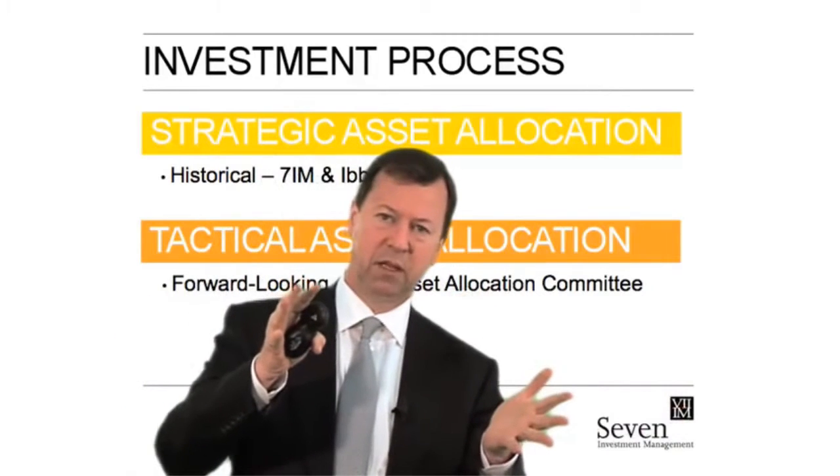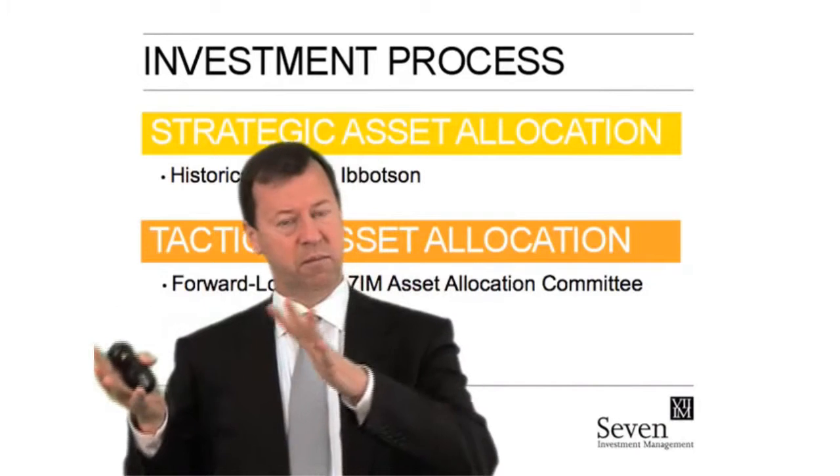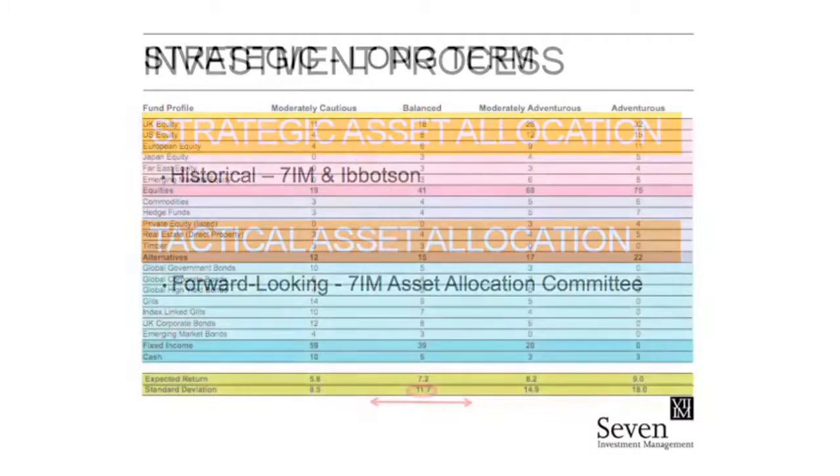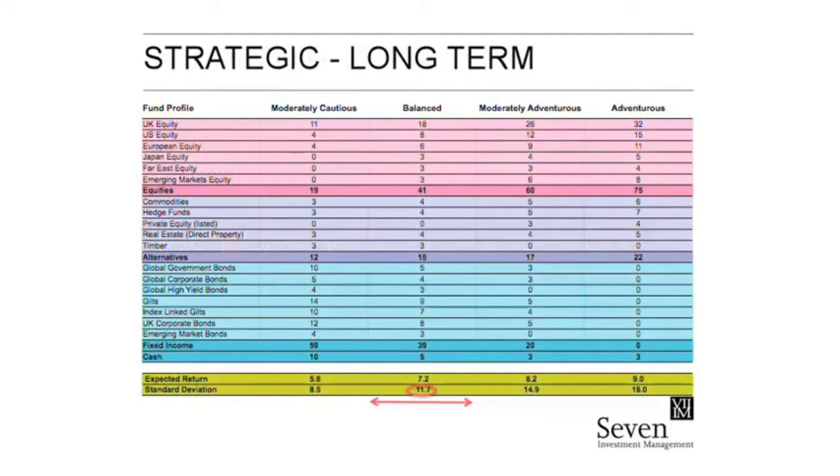So we tilt them a little bit more conservatively or a little bit more aggressively, depending upon the view of the Asset Allocation Committee. You can see here in this slide that for the four different levels of risk represented by the columns, each one of them down the bottom has an expected return and a standard deviation. The standard deviation is a measure of risk. The bigger that number, the more risk in the portfolio. What we're trying to do is achieve, over the course of time, the expected levels of return with as little risk as possible.